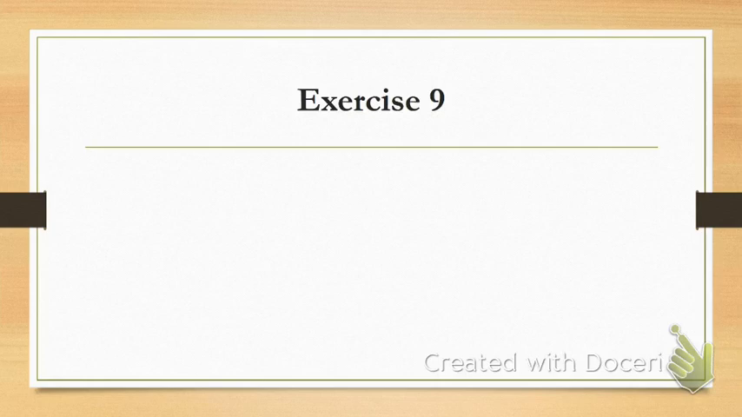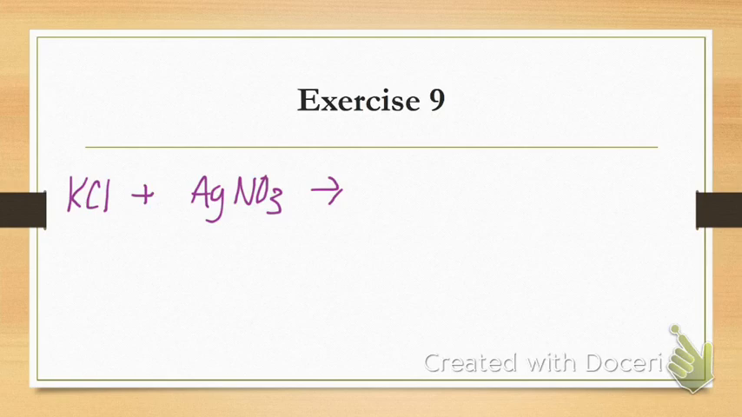So aqueous potassium chloride, KCl, plus aqueous silver nitrate, AgNO3. Do you want to do the whole thing or just try to go straight to the net ionic? Whole thing. Okay. All right, so what is it going to make?